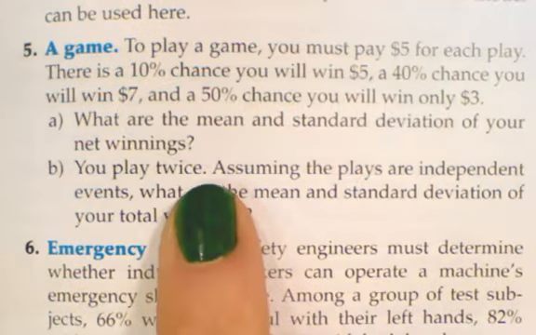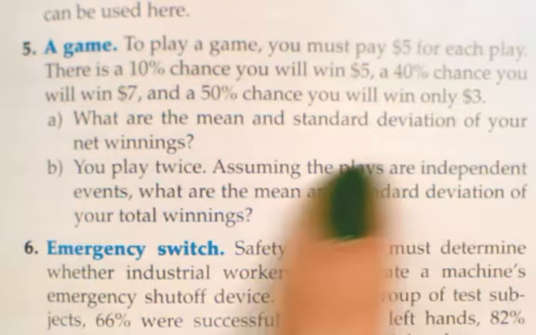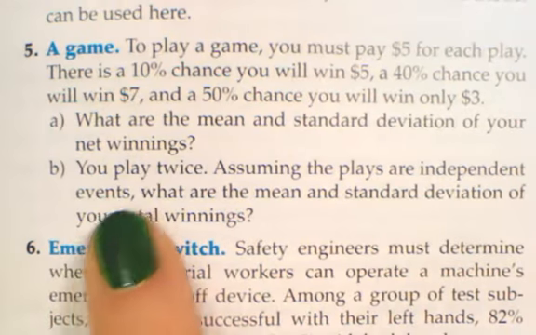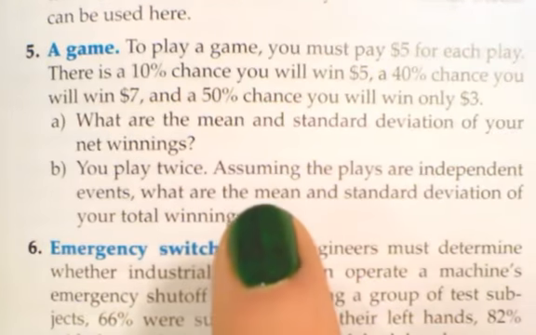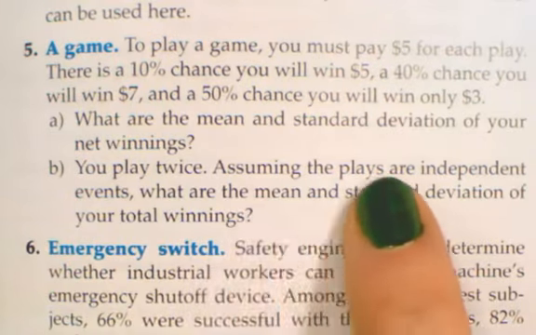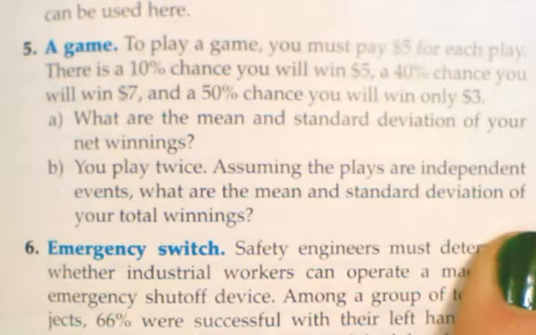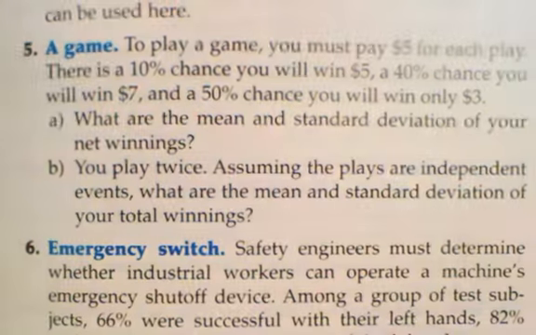What are the mean and standard deviation of your net winnings? And you play twice, assuming the plays are independent events. And that's kind of important, right? In order to be able to calculate mean and standard deviation of two different events, they have to be independent. Okay, so that's important that they stated that. So they're asking us what's the mean and the standard deviation of the total winnings. Okay, so that's what we're going to be addressing.